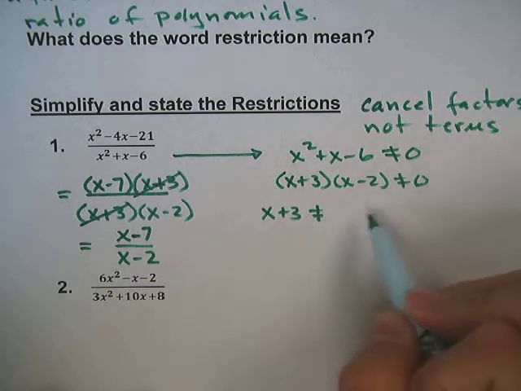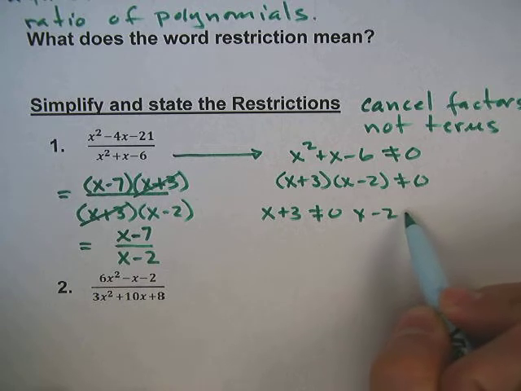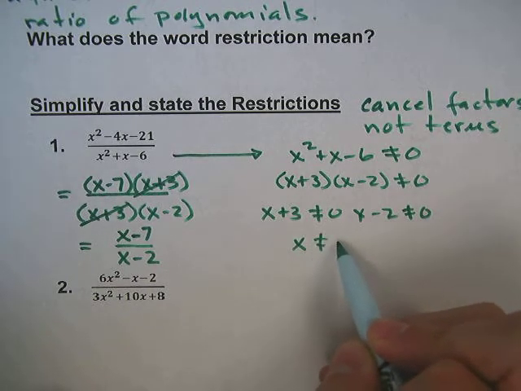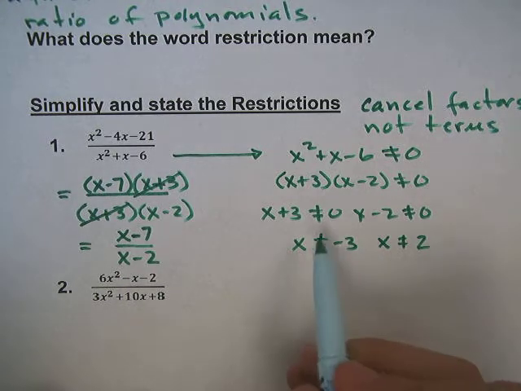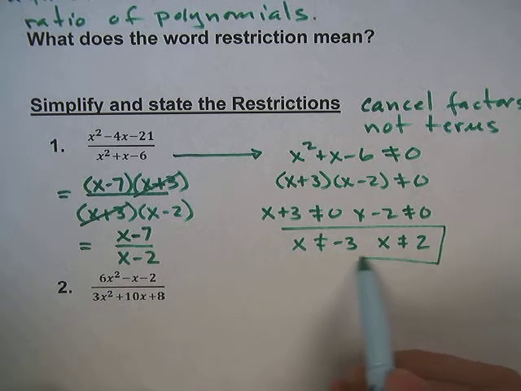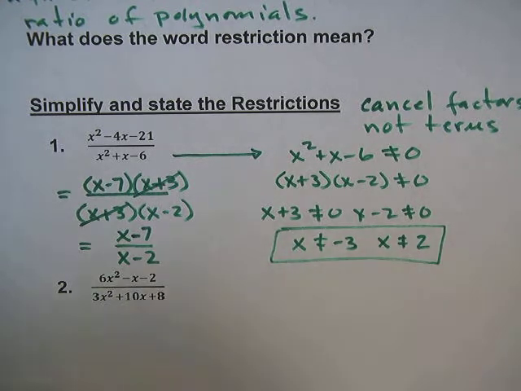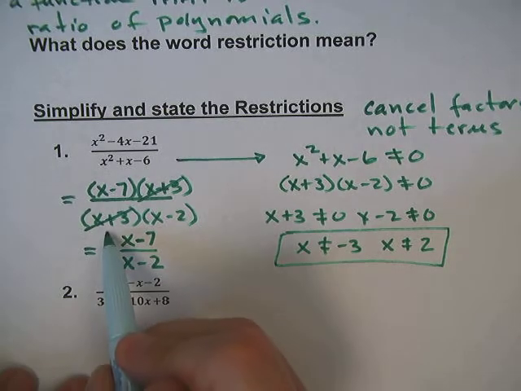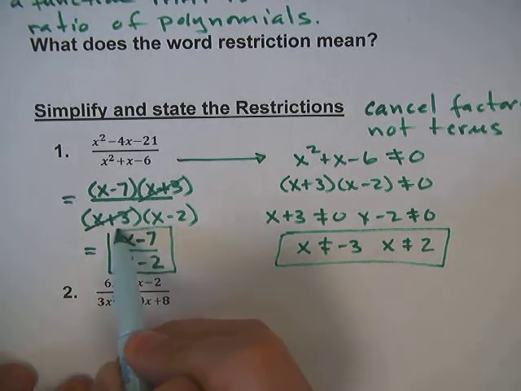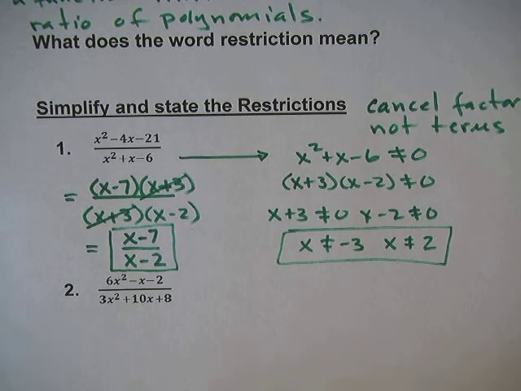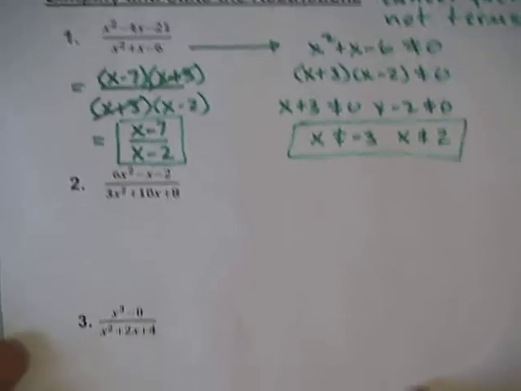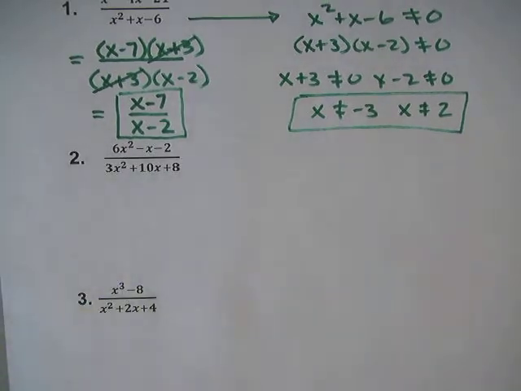We've already done this factoring over here. Set them both not equal to 0. Solve. So my restrictions are this. X can't be negative 3, and it can't be 2. And my answer to simplifying is this. For all of these, you should be able to come up with restrictions, and you should be able to come up with a simplified version.